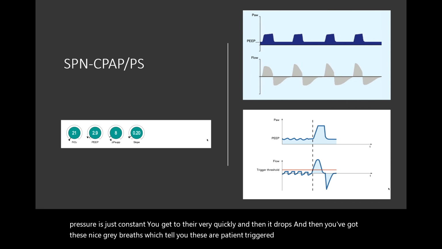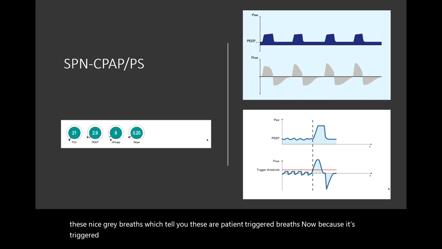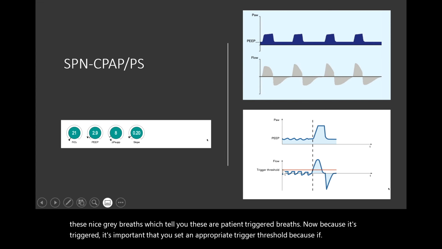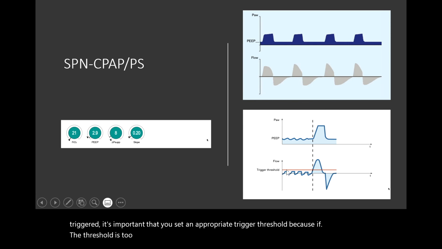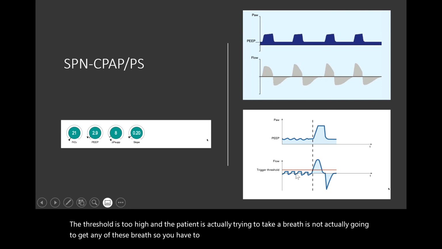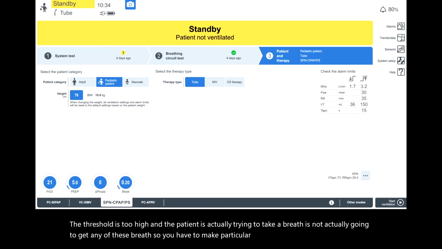Now, because it's triggered, it's important that you set an appropriate trigger threshold, because if the threshold is too high, and the patient is actually trying to take a breath, he's not actually going to get any of these breaths. So you have to pay particular attention to the trigger threshold.